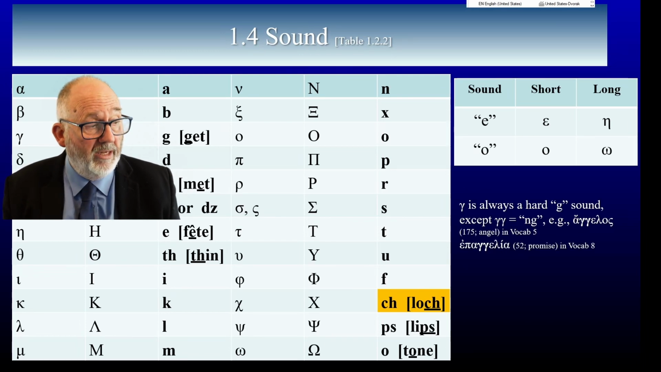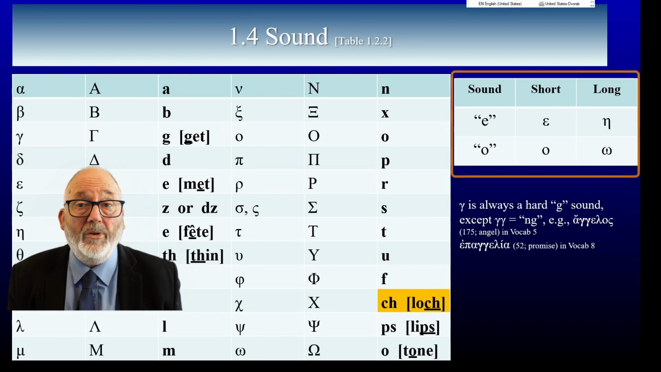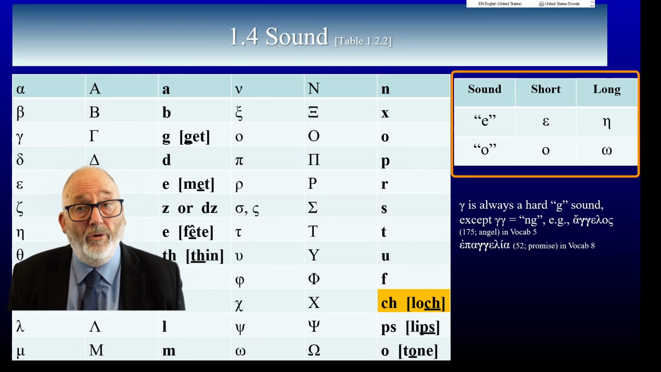Th as in thin, iota, most of these are reasonably straightforward. Coming down to chi, as in loch, the h sound is a little bit aspirated, and ps for psi, and omega is a long O sound. So remember we've got the short E and the long E. Short E is epsilon, e as in met, or long E, which is eta, A as in fate, and omicron, O, and omega, O.